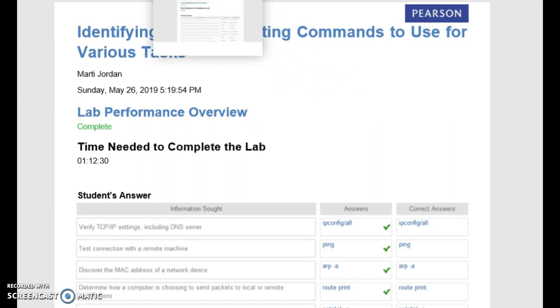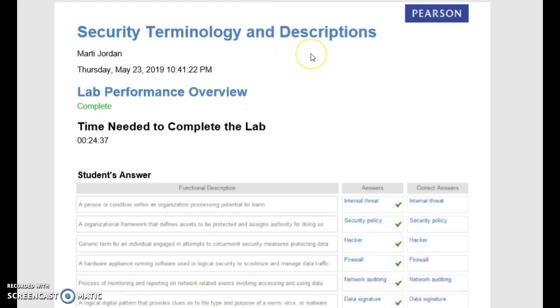This one, security terminology and descriptions. Some of these answers were in our textbook that we got for class. So even with having the textbook, some of the answers I didn't get right. But I enjoyed this one because I'd really like to do my project on cybersecurity. So I completed this lab and got the answers right after doing the matching a couple times.